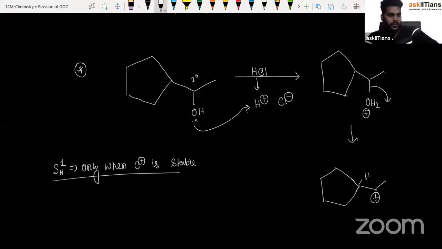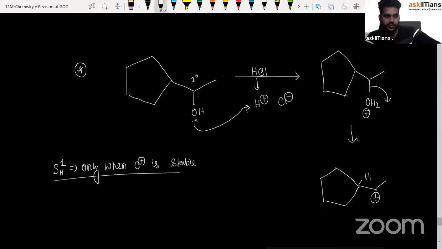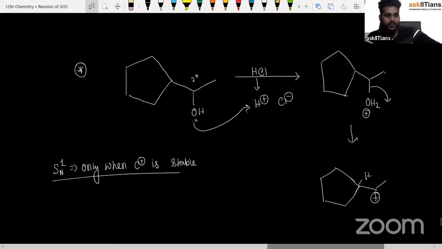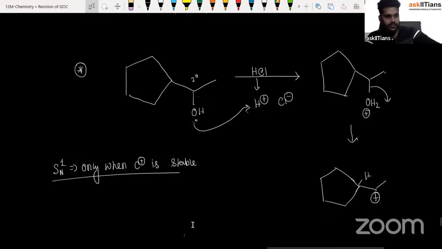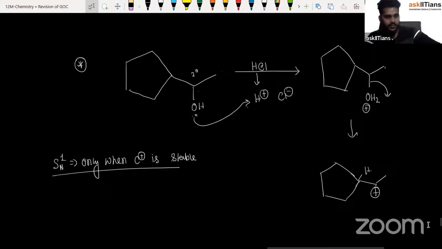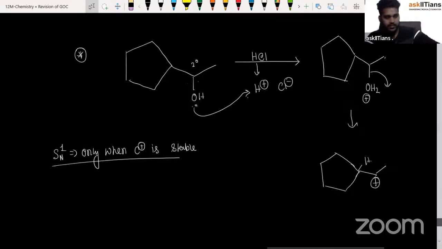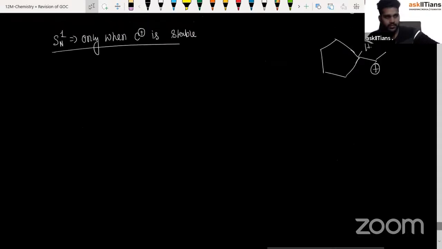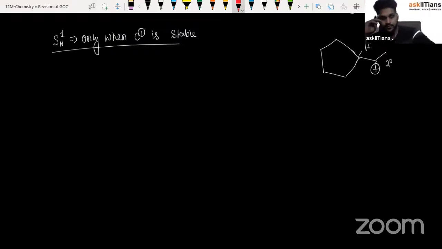Now, see, this is a very tricky question. What do you think? What would happen next? After this, what would happen next? It's a 2-degree carbocation. Can I make it more stable than this? Can we make it more stable than this, anyhow?